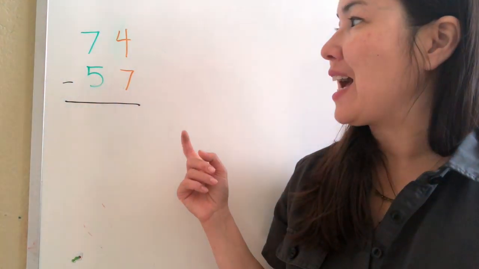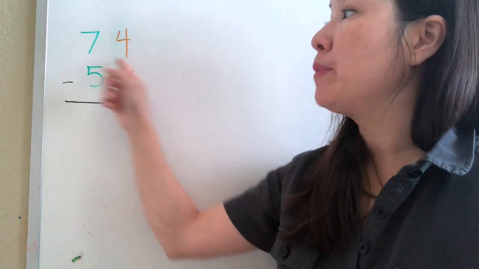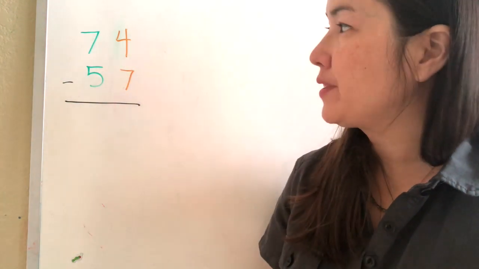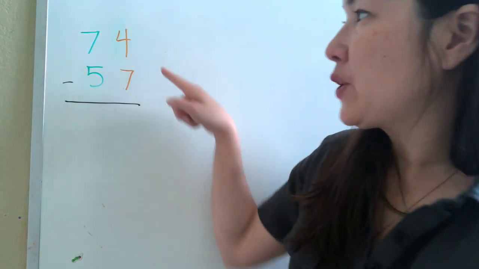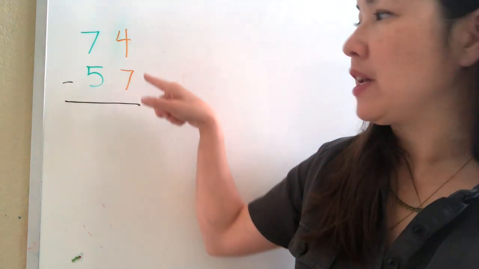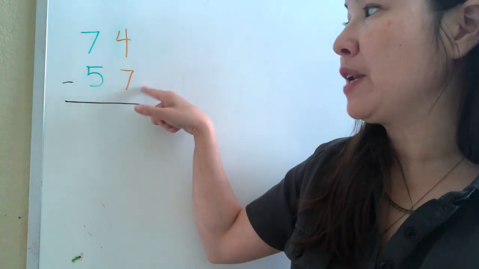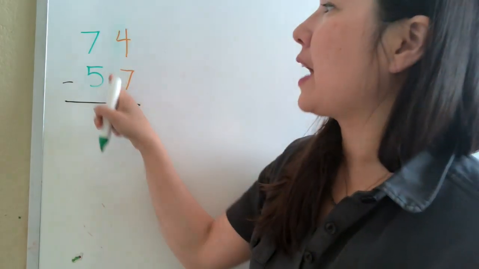Regrouping means that I need to take some of the value from the tens place and move it, regroup it, over to the ones place. What do I mean by that? Let's try it in 3 different ways. So here's our problem. I can't take 7 ones away from 4 ones. There's too many ones that we want to subtract from too few. So I'm going to go and look at my tens.